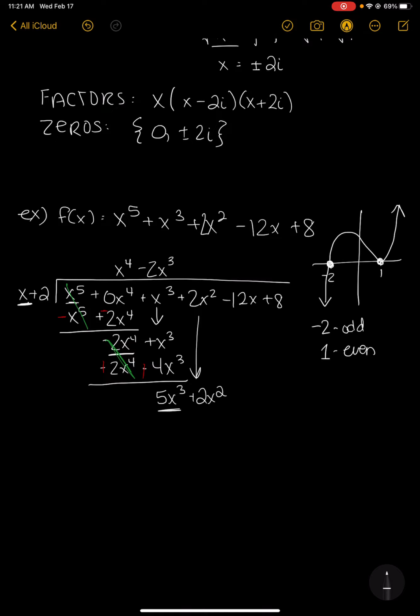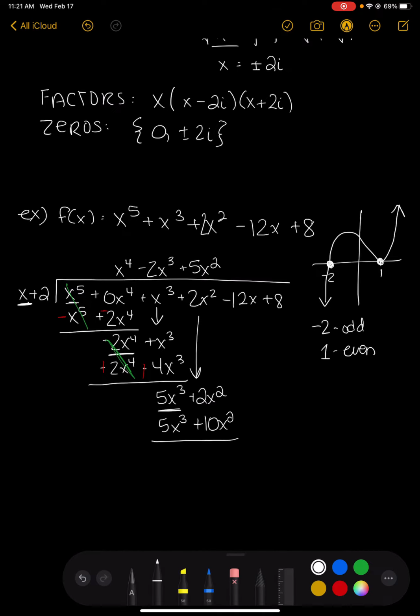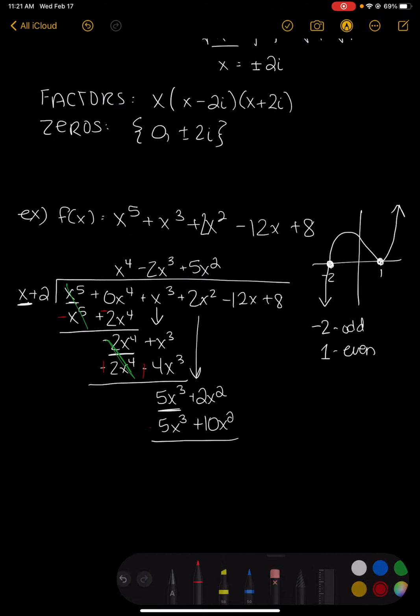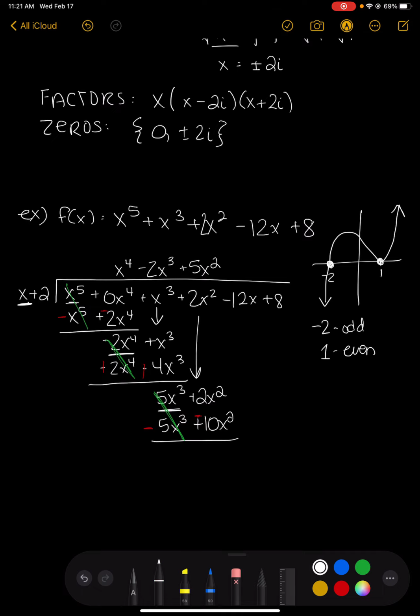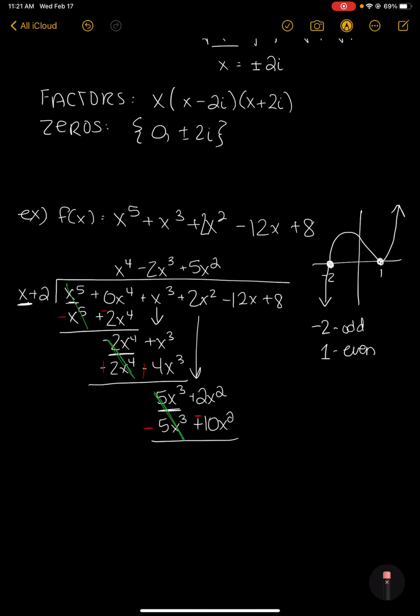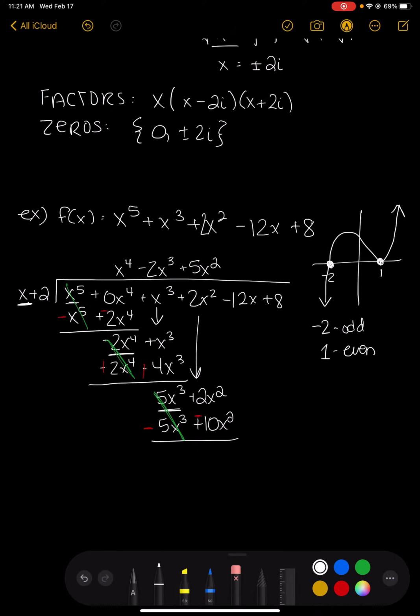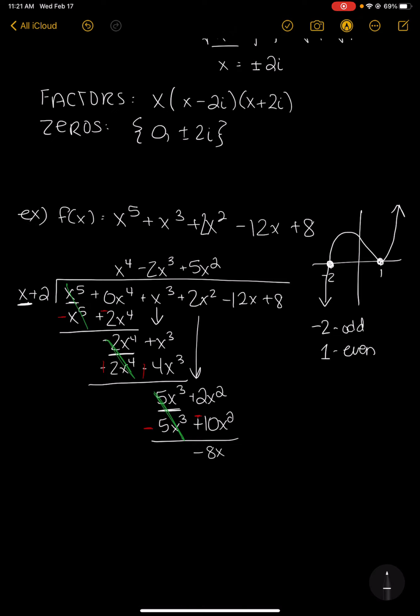X times what gives me 5x to the 3rd? Well, that would be a 5x squared. Go ahead and multiply. Draw your line and subtract. First term cancels out. And so now we've got 2x squared minus a 10x squared gives me a -8x squared. Bring my next term down.